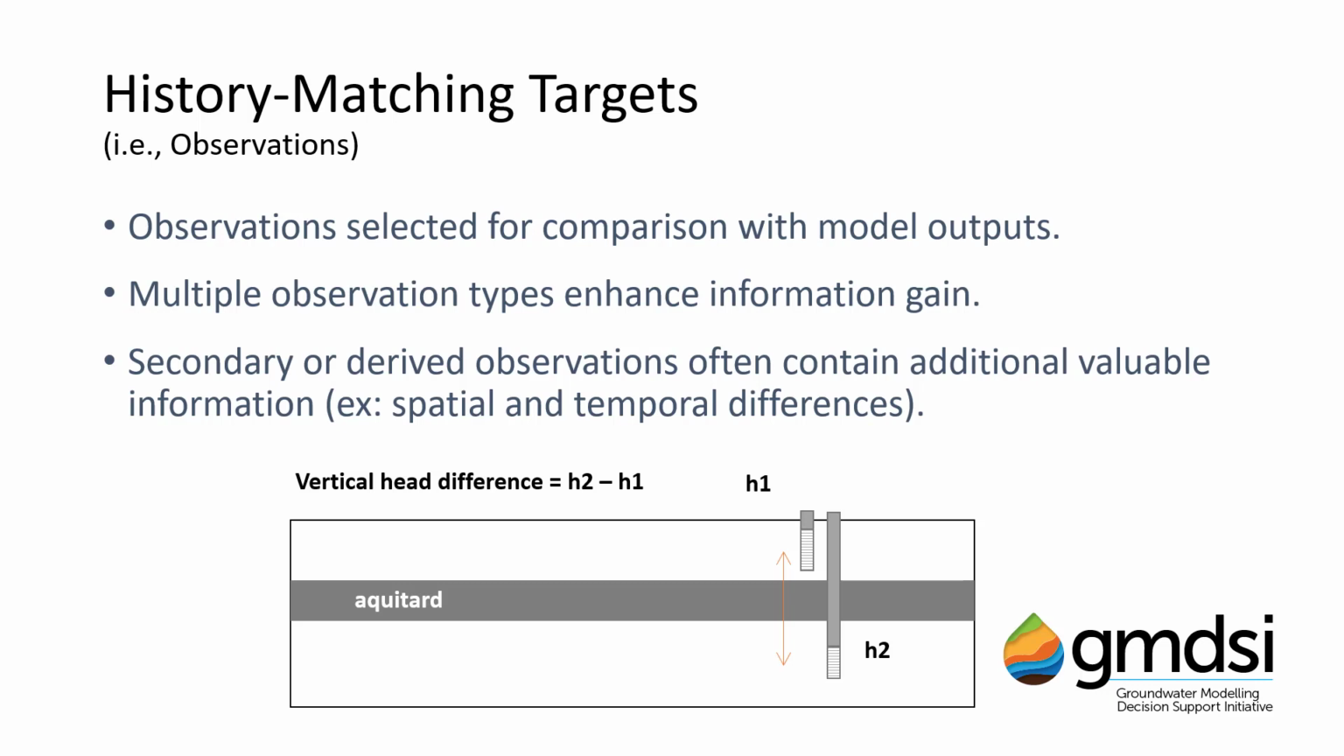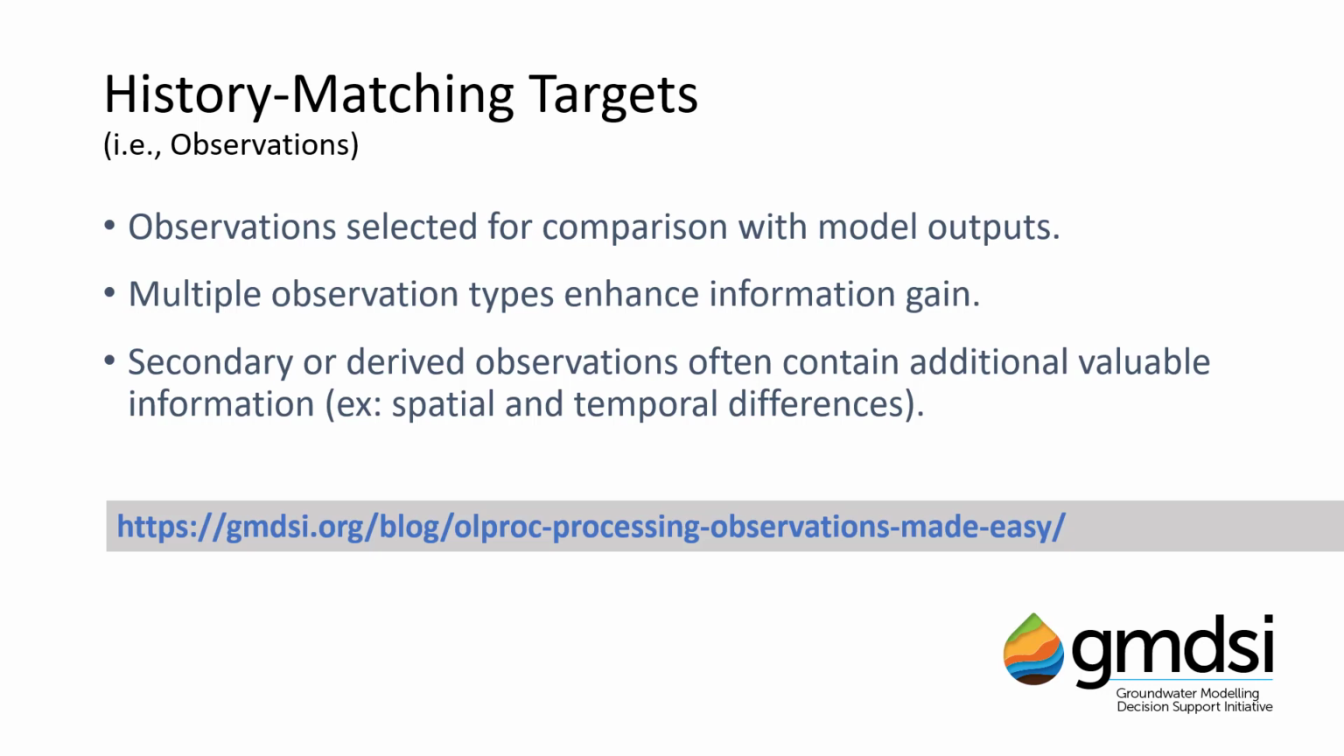Alternatively, PEST has a suite of utility software which can be used to implement common post-processing steps. For example, you can find a tutorial on one of these at the GMDSI website, demonstrating the use of the OL proc utility to post-process MODFLOW 6 observation time series. Other utilities are documented in part 2 of the PEST manual, which you can find on the PEST website.